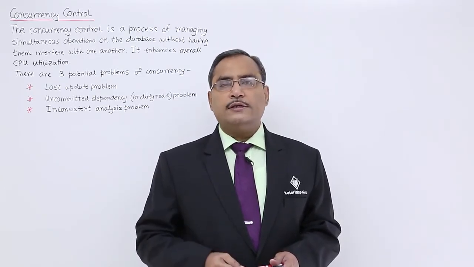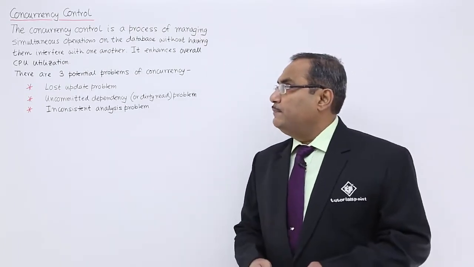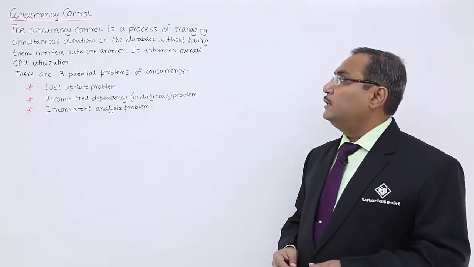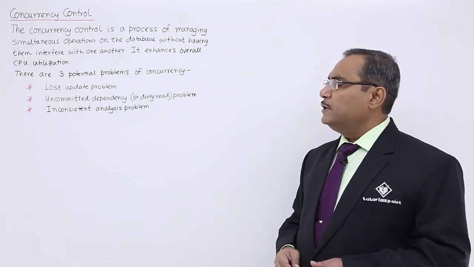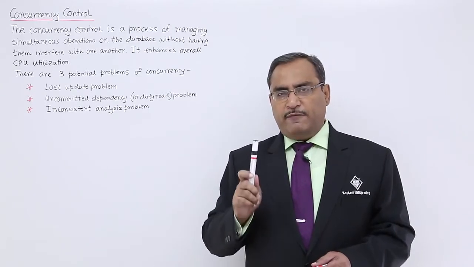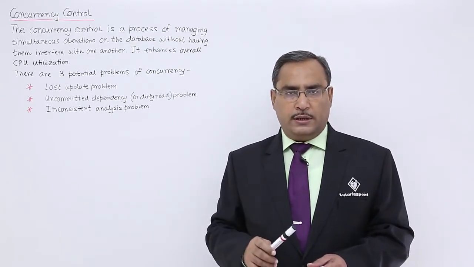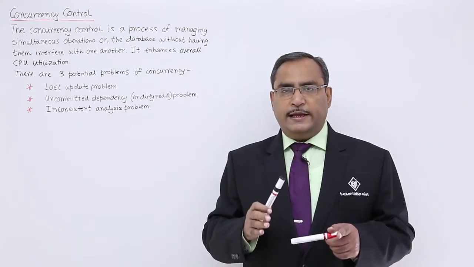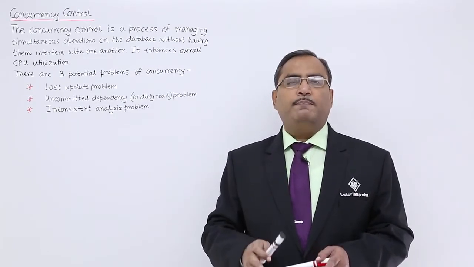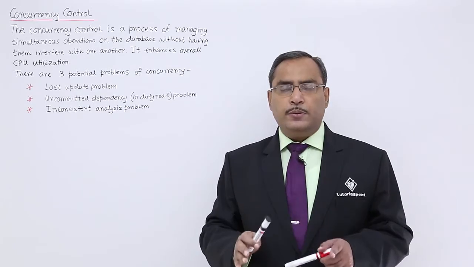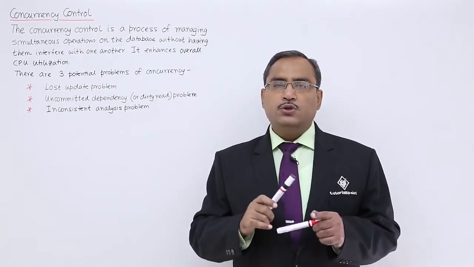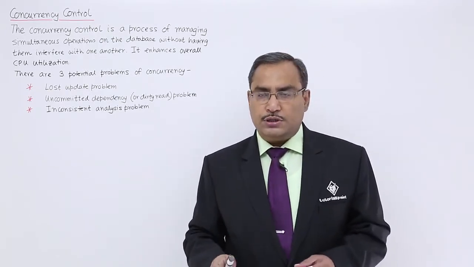Let us define concurrency control first. Here is the text: concurrency control is a process of managing simultaneous operations on the database without having them interfere with one another. That means concurrency control will ensure that each and every transaction has some isolation, as if the transaction is not executing in parallel with other transactions, and the transaction's effect will remain permanent and durable on the database as if it had executed solo. So there is no interference between transaction executions.